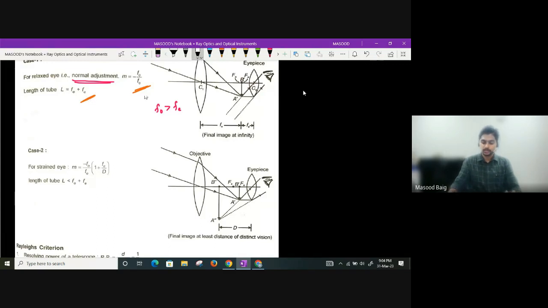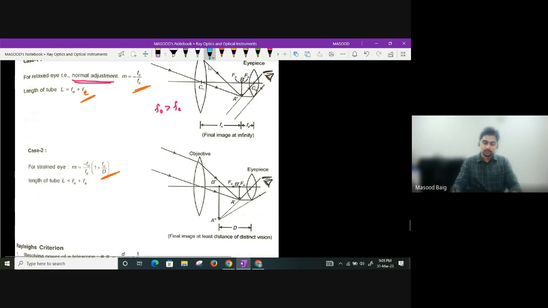So the relaxed eye condition: if it is not visible properly, guys, it is f naught plus fe. In strained eye condition, you see in all the previous cases, I wrote 1 plus d by f. But in telescope, I will write 1 plus f by d, guys. So I'll get the value as f naught by fe into 1 plus fe by d. This is the magnification in strained eye.